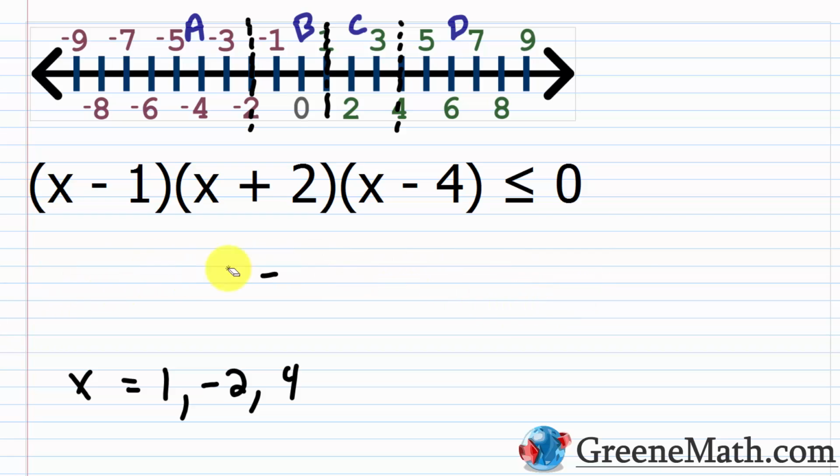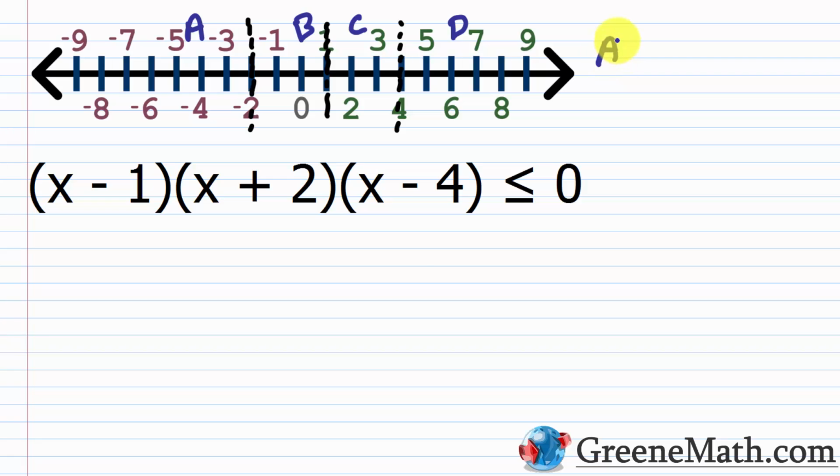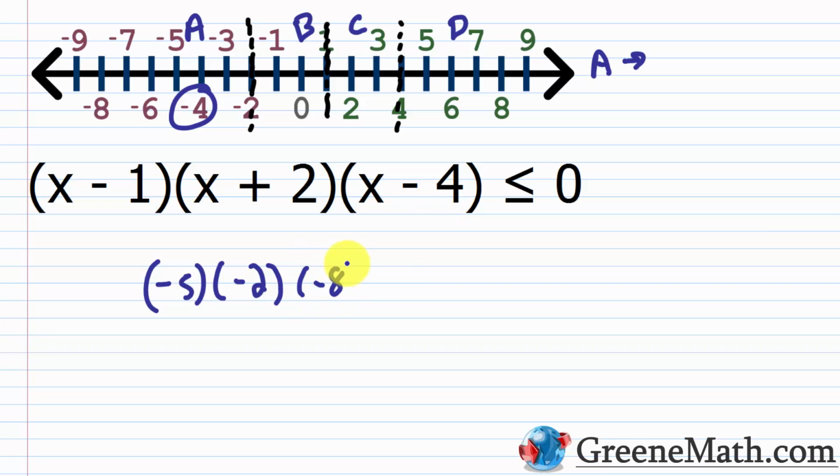So let's erase this. I don't need any of this anymore. Let's just choose a point from each interval and see if it works. So for interval A, let's just choose negative 4. Negative 4 minus 1 is negative 5. And then negative 4 plus 2 would be negative 2, so times negative 2. And then negative 4 minus 4 would be negative 8. So is this less than or equal to 0? I don't even need to go through here and multiply. I know that a negative times a negative times a negative, basically 3 negatives, would give me a negative. A negative is always less than 0, so this part is true.